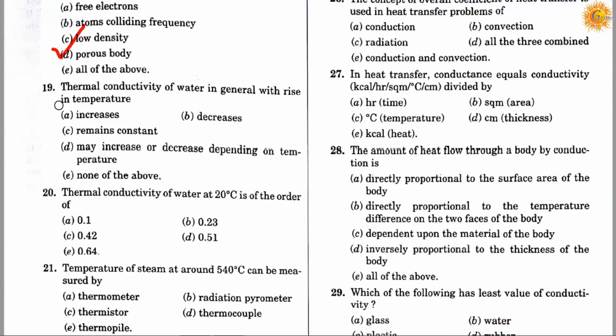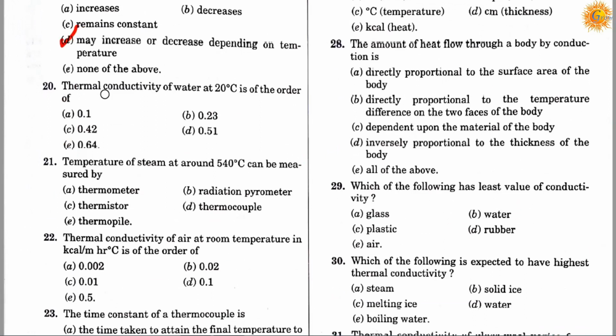Question number 19. Thermal conductivity of water in general with rise in temperature. Option A, increases. Option B, decreases. Option C, remains constant. Option D, may increase or decrease depending on temperature. And option E, none of the above. Correct answer is D. Thermal conductivity of water in general with rise in temperature may increase or decrease depending on the temperature.